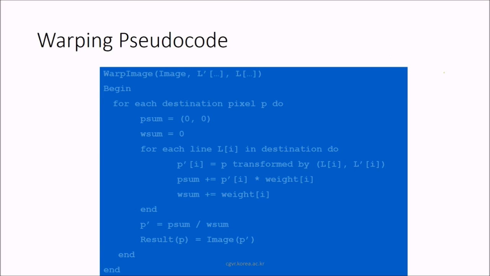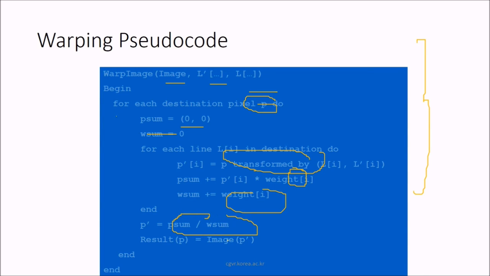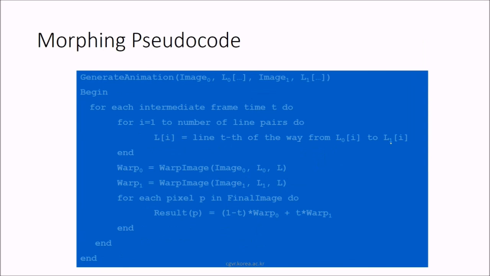This is the warping pseudocode. I'm not going to go into the detail, but you can easily write code out of it. For each destination pixel P, we initialize P sum and W sum, we transform it with some weight and add the weight, and then we take the division of the weighted sum. The result will be the new P. This is the morphing pseudocode. Again, we are applying warp image on the Li, and the resulting pixel is computed by 1 minus t times warp 0 plus t times warp 1.